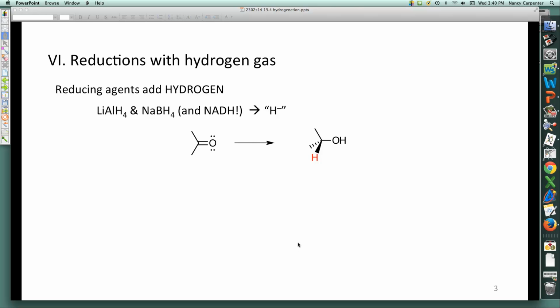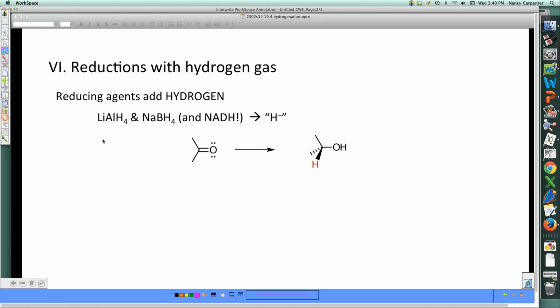So now we're going to focus on these reductions with hydrogen gas, which follows pretty nicely from some reduction chemistry we've already learned. And that is the reduction of carbonyls, aldehydes and ketones, by these hydride reducing agents, lithium aluminum hydride and sodium borohydride. And I should definitely add in, this includes the NADH biochemical hydride reducing agent that we have working in our bodies.